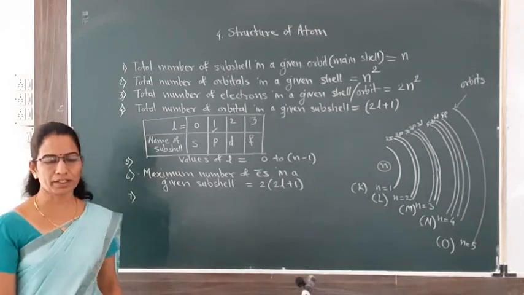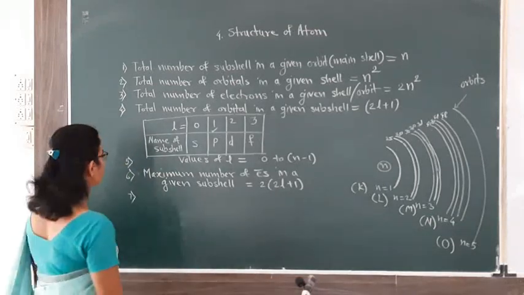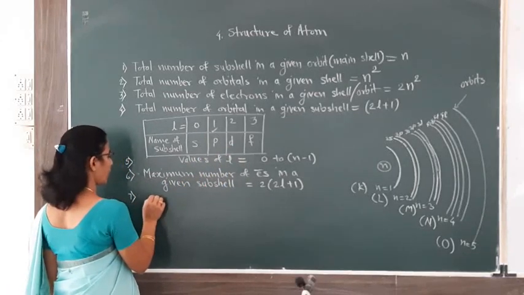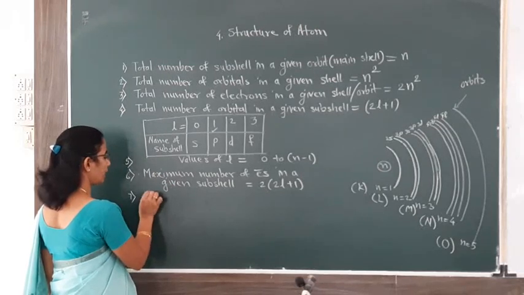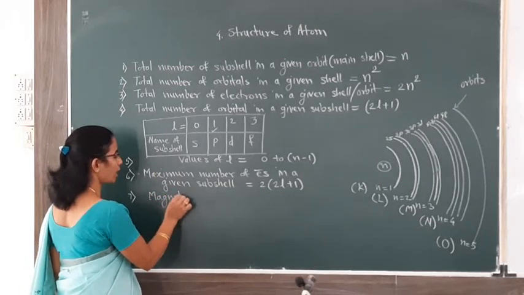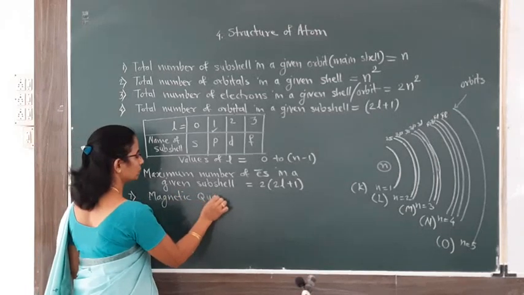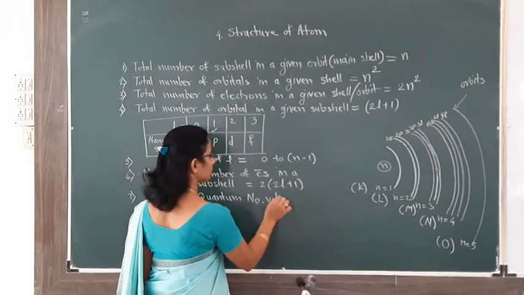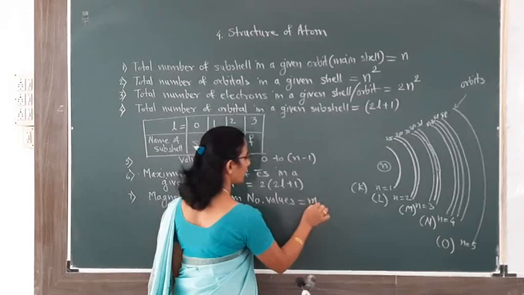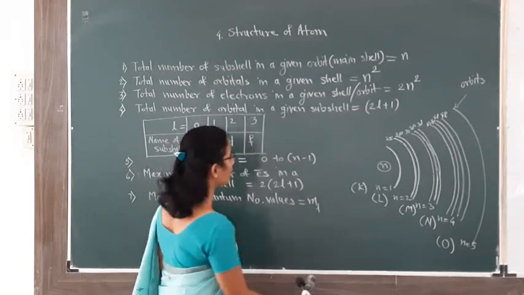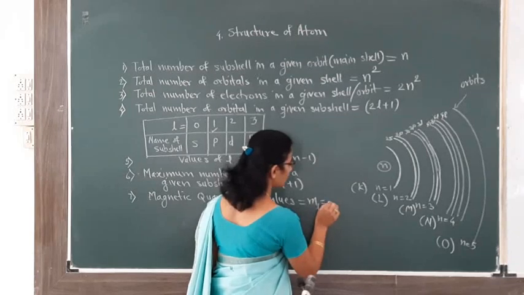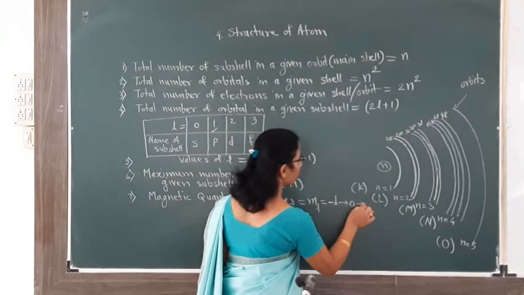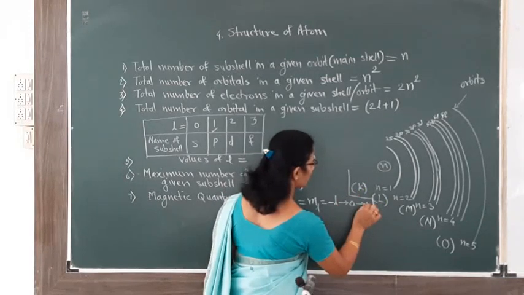Now let's see the next formula, that is the values of ML. By knowing the values of L, you can also find the values for the magnetic quantum number, that is ML. Magnetic quantum number values are given with the symbol ML, and the values range starting from minus L, pass through 0, and end with plus L.